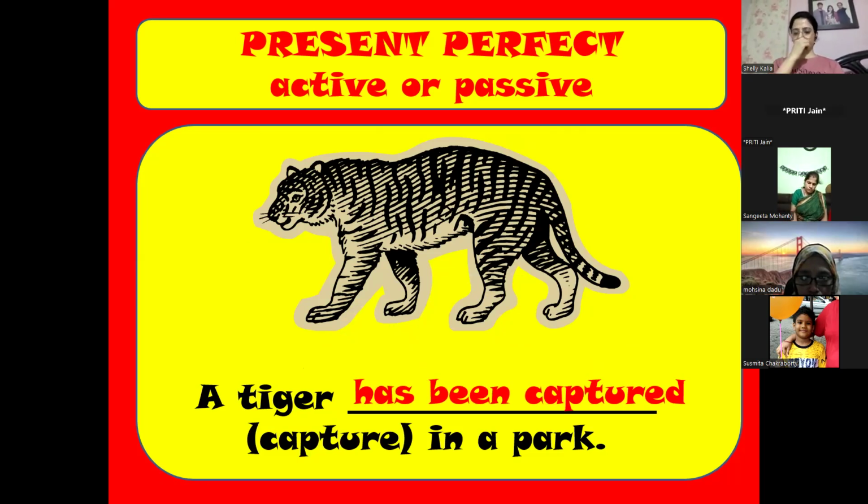अगर सेंटेंस आप ये बोलते हैं, a tiger has captured in park, what does it mean? अगर आपने ये बोला होता, the tiger has captured, इसका तो मतलब होता टाइगर ने पकड़ा है. लेकिन a tiger has been captured का मतलब टाइगर पकड़ा गया है. ठीक है गाइस, तो जस्ट सी द डिफरेंस.